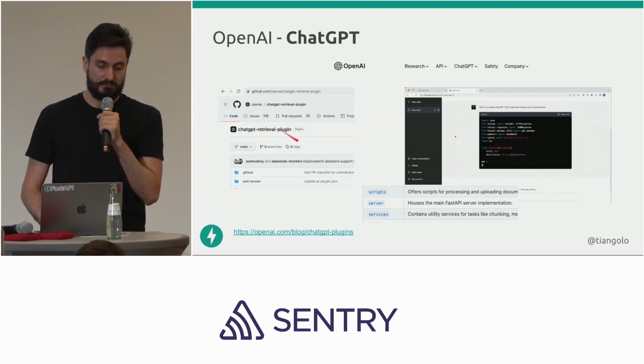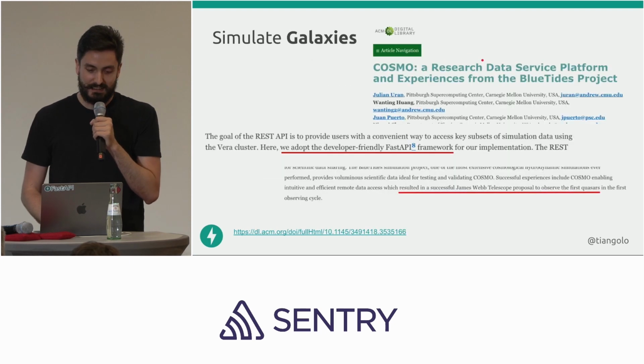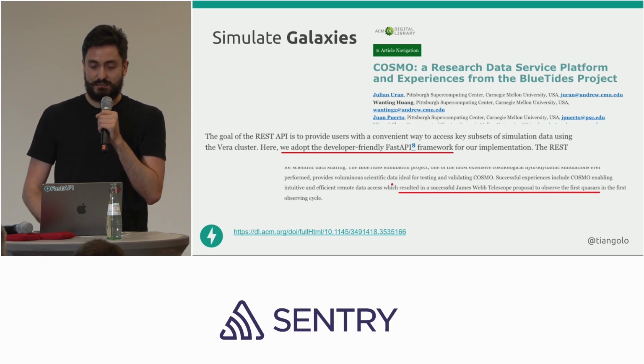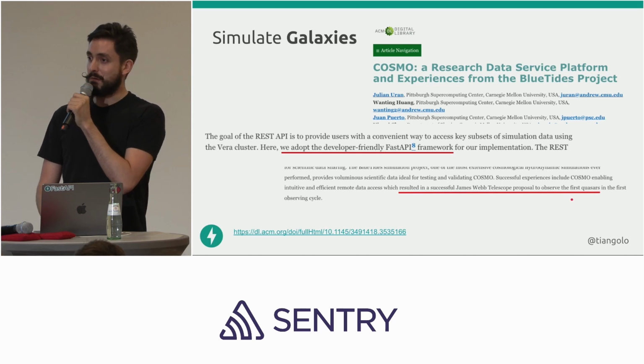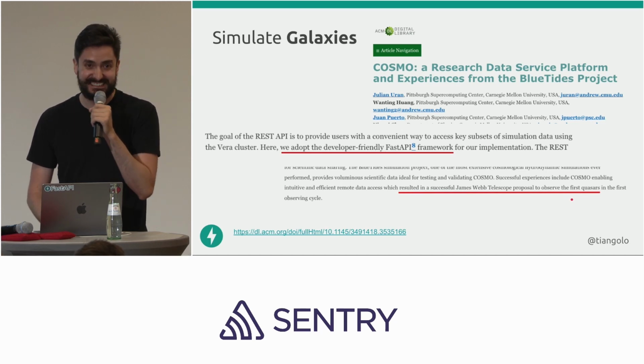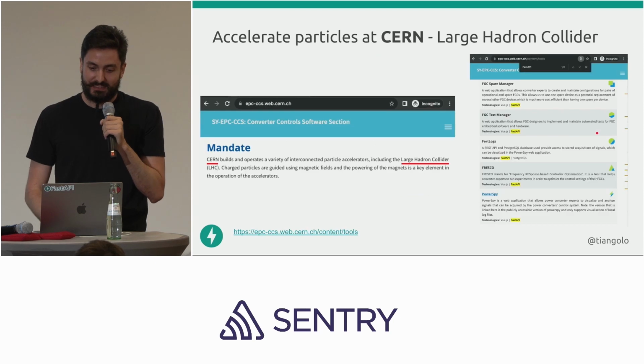They also have their own plugin things with FastAPI, and ChatGPT is the fad now, so they get that slide. It's also used for simulating galaxies, and this resulted in being able to observe the first quasar with the Webb Space Telescope. I have no idea what that means, but it sounds so cool. Yes, a quasar, sure, nice.